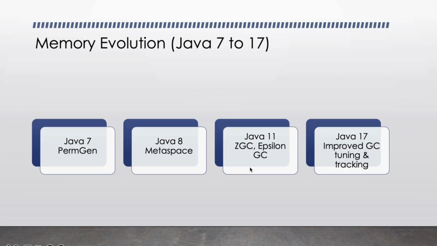And then in Java 17, a long-term support version, was introduced with improved memory tuning and added native memory tracking, and it gave developers more control over memory management.